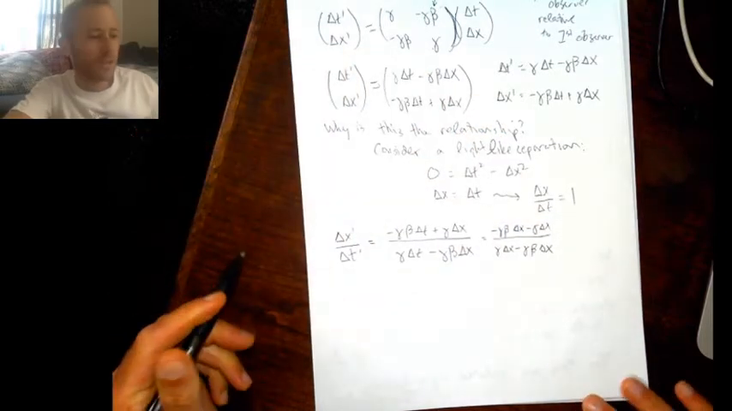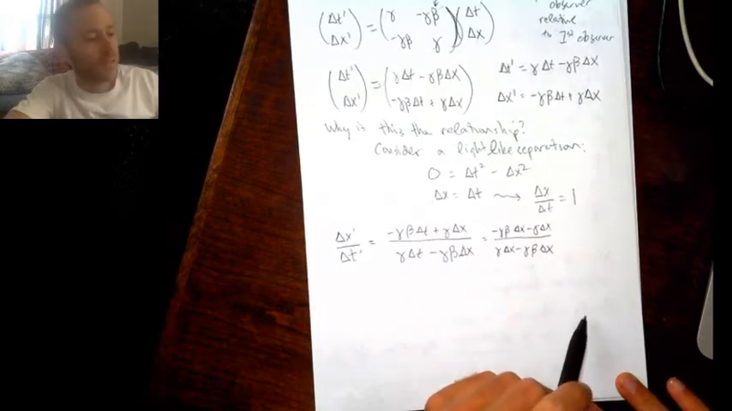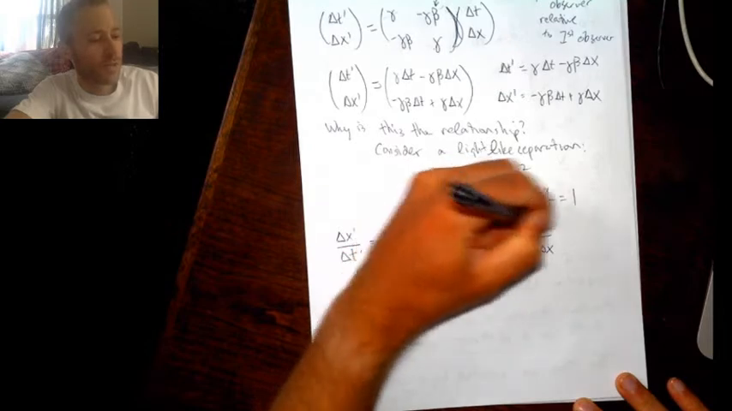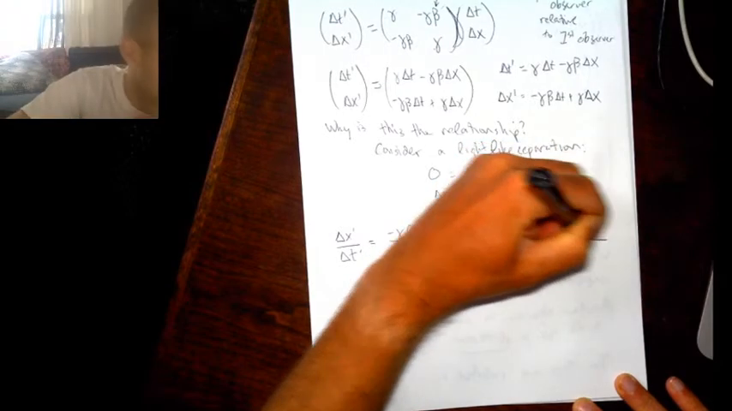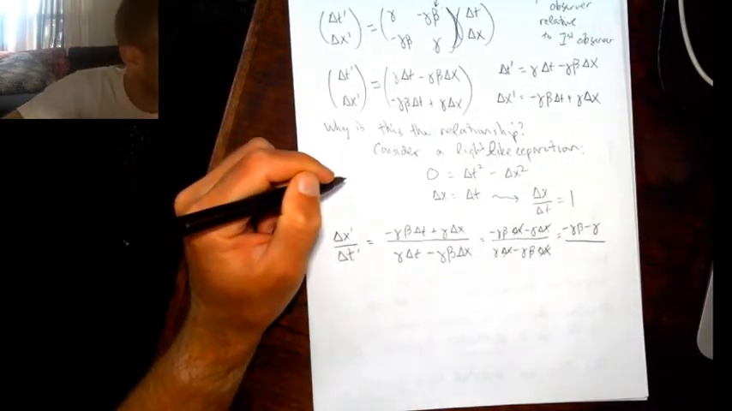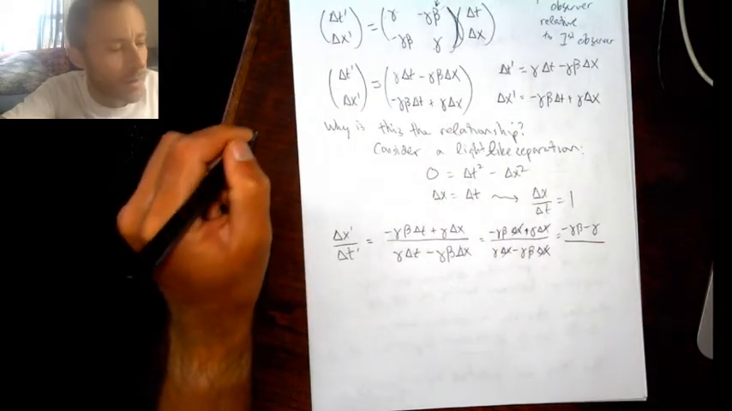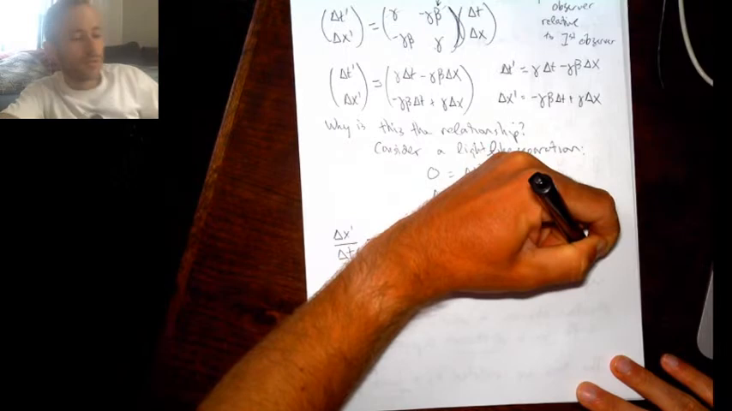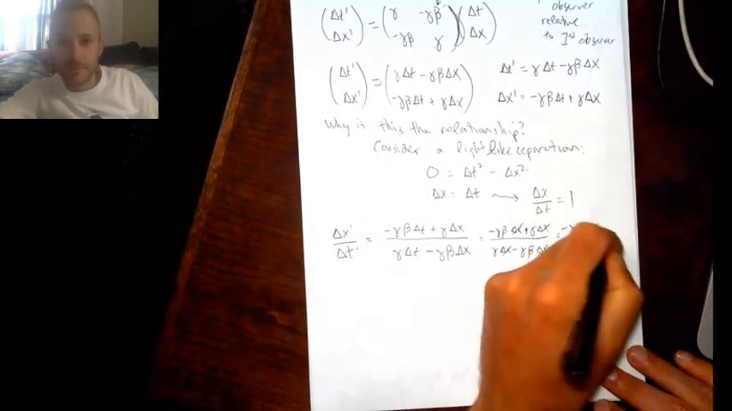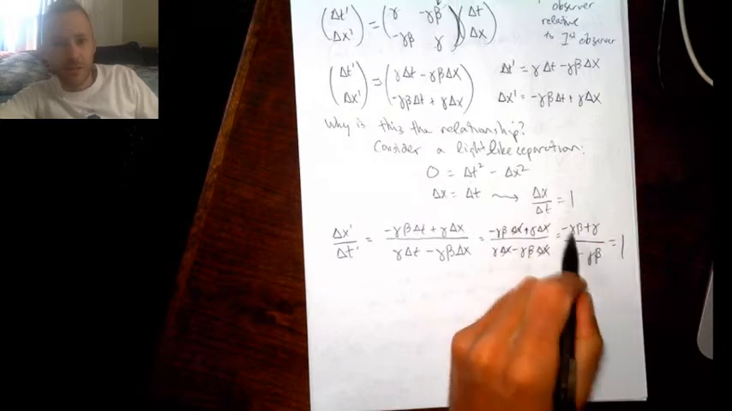Delta x is equal to delta t. Notice how every single term has delta x in it, which means that I can cancel all of the delta x's, and I get minus gamma beta plus gamma, oops, that should be a plus, my bad, over gamma minus gamma beta. So you can see that that's equal to 1. The numerator is just the denominator written in the reverse order.